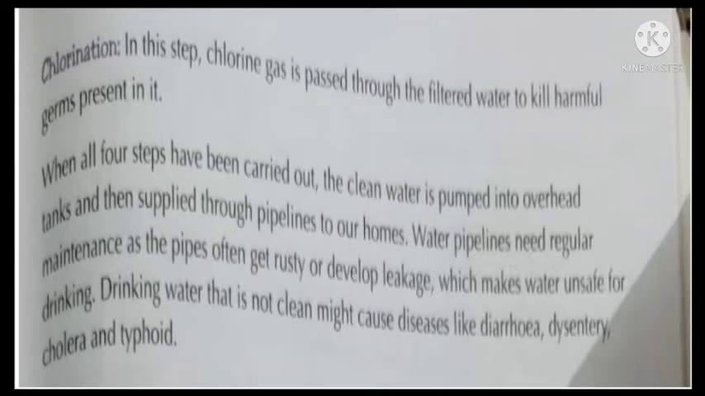Chlorination. In this step, chlorine gas is passed through the filtered water so that the harmful germs present in the water are killed. When all the four steps have been carried out, the clean water is pumped into the overhead tanks and from there it is supplied through pipelines to our homes. Water pipelines also need regular maintenance, as the pipes often get rusty or develop leakage, which makes water unsafe for drinking. Drinking water that is not clean might cause diseases like diarrhea, dysentery, cholera and typhoid.